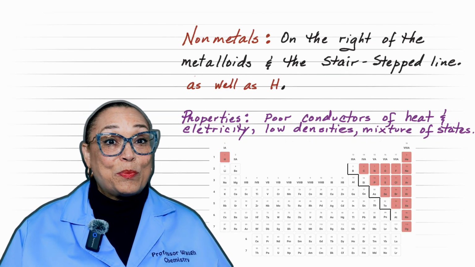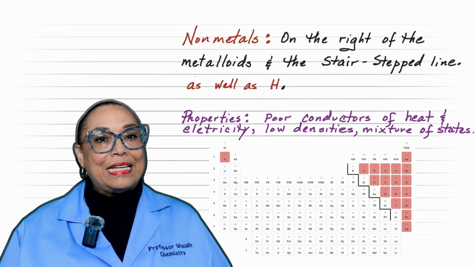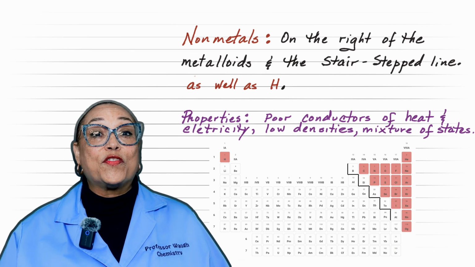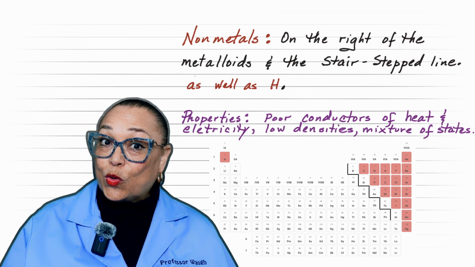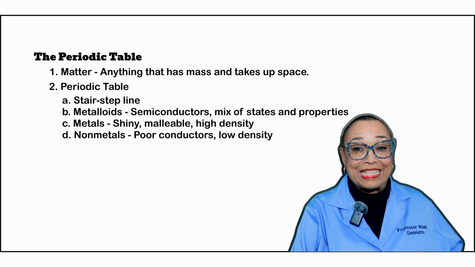Okay, we've discussed the properties of all of the elements on the periodic table. In the next video, we're going to talk about the family names and get further in depth on that periodic table. See you then. Thank you for attending class.